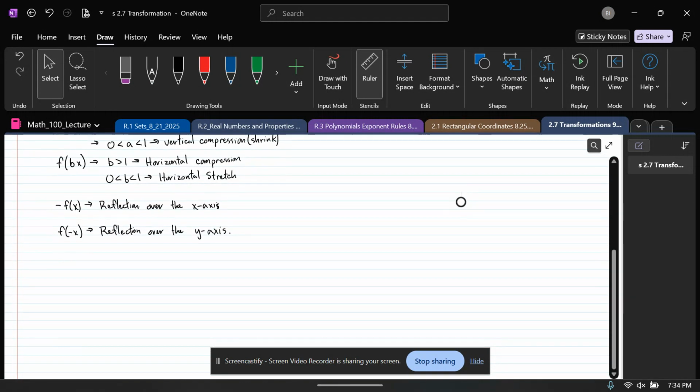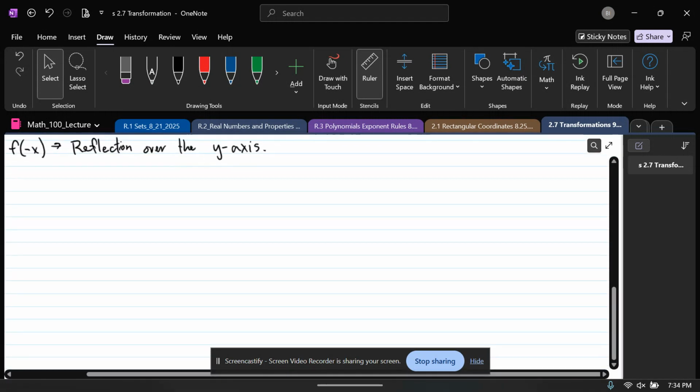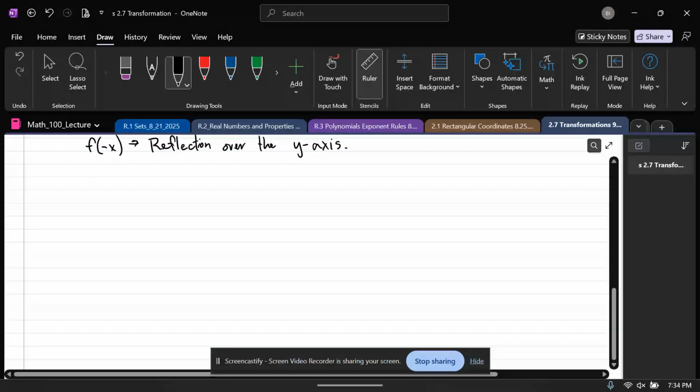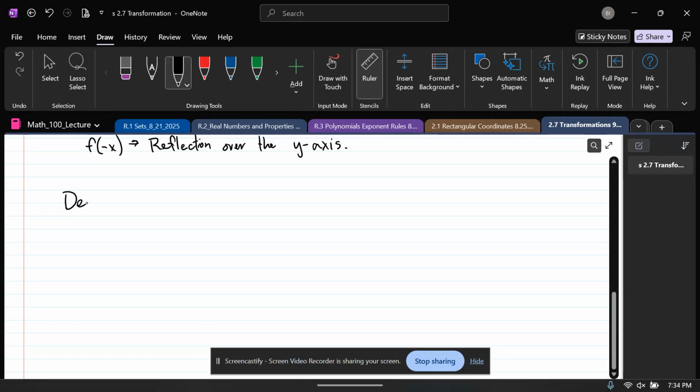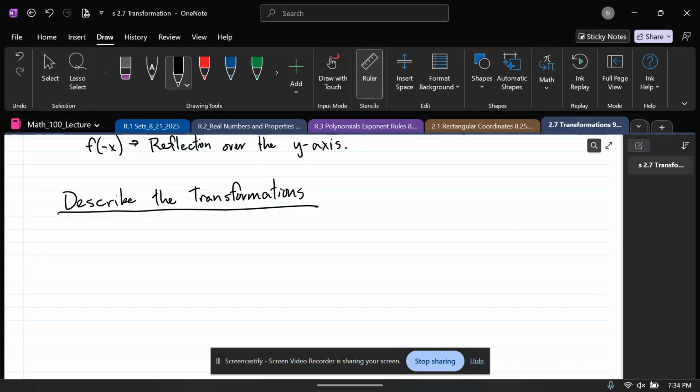Okay, so what we're going to do is we're going to look at some equations and determine what transformations are happening. Okay, so we're going to describe the transformations. This is probably not the hardest thing we've done. Let's start with the parent function. F of x is equal to the absolute value of x. We'll start with that one.